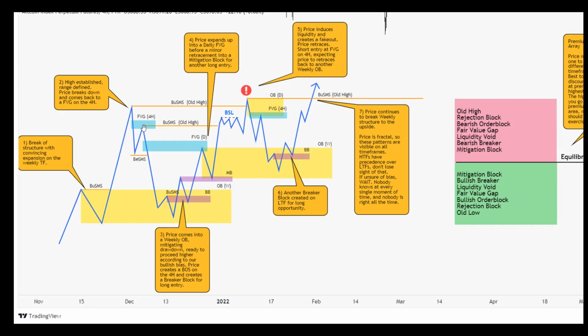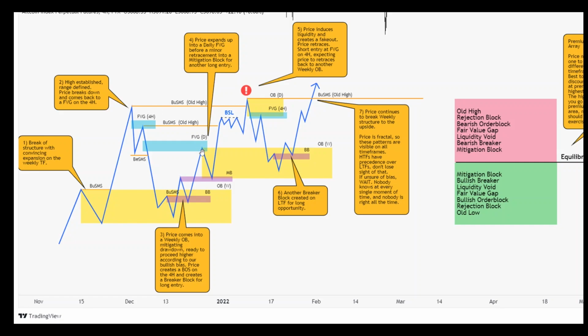And then we break down and create a daily fair value gap here. And we retrace all the way to this weekly order block. Okay, now on a lower time frame within the order block, we make another low and we break that, creating a breaker block over here. We retrace into the breaker block and expand again into the daily fair value gap that was created.